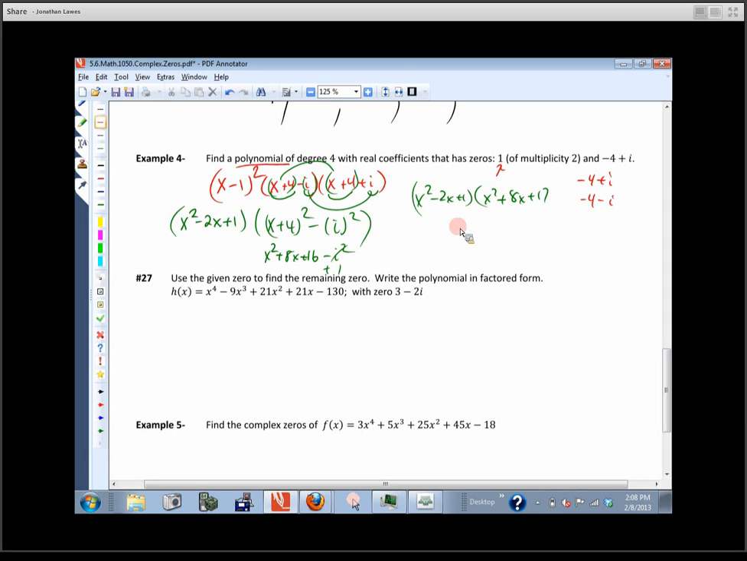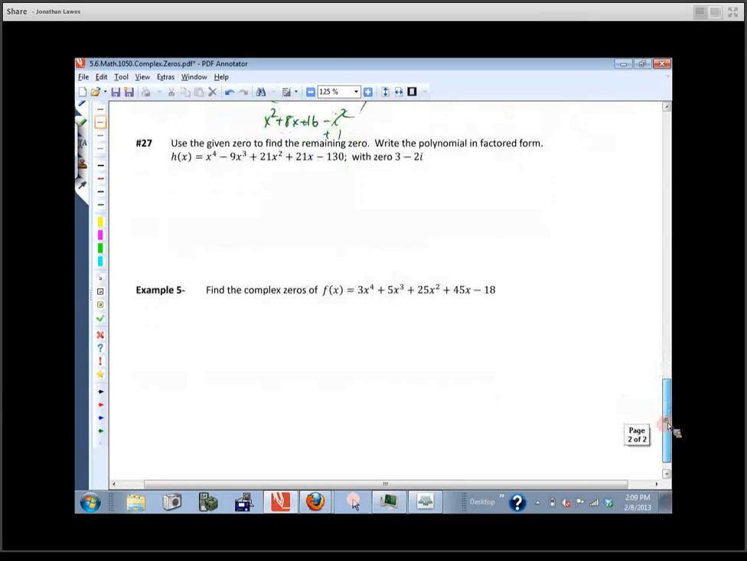Any questions? Okay, you can finish this on your own. I'm not going to finish it now. It's just polynomial multiplication. You probably learned how to do that in 7th or 8th grade. Questions? Okay, last 2. Let's take a look at number 27.